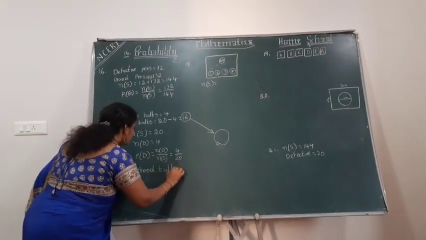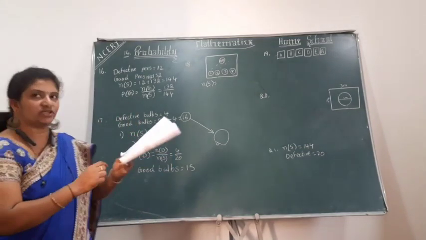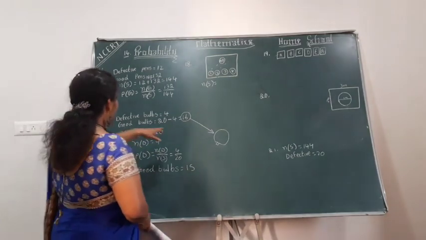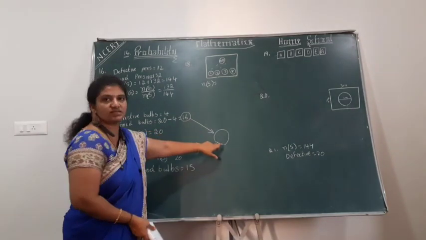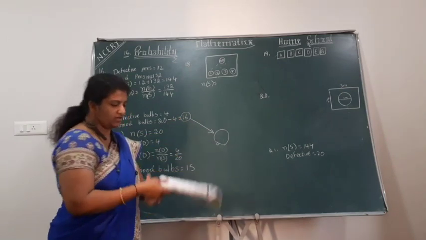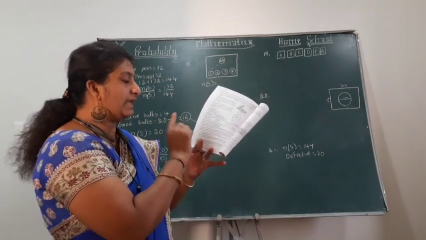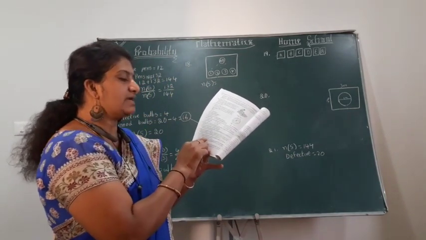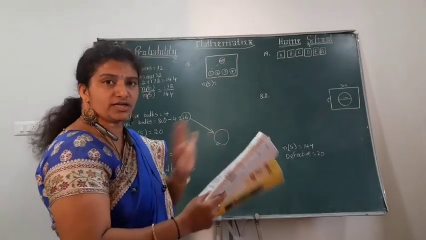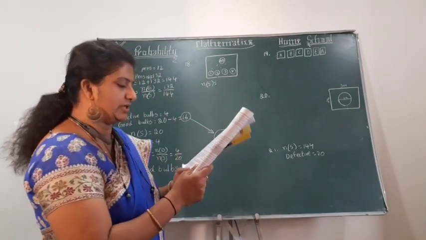Good bulbs are equal to 15 bulbs. In our question, they already have 16 there, right? One bulb is removed, so it will be 15. So in our question, see carefully. Suppose the bulb drawn in the first sub-question is not defective, a good one, and is not replaced, which means we cannot consider it in our second sub-question.